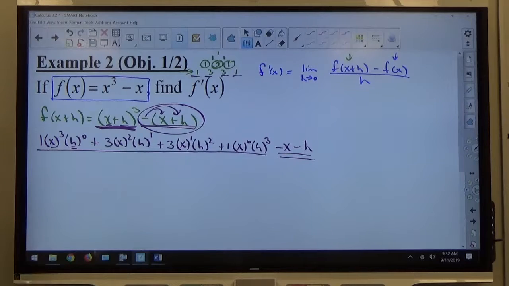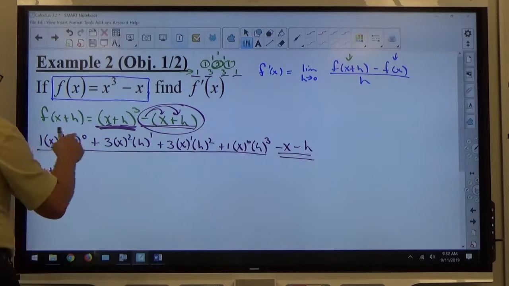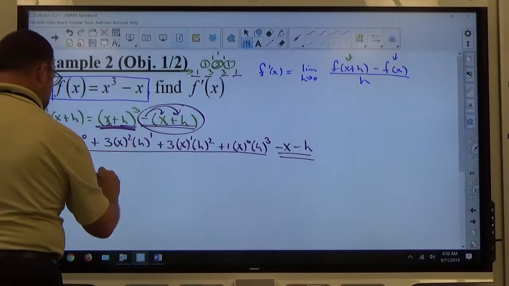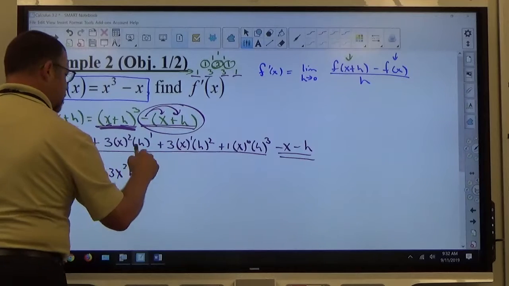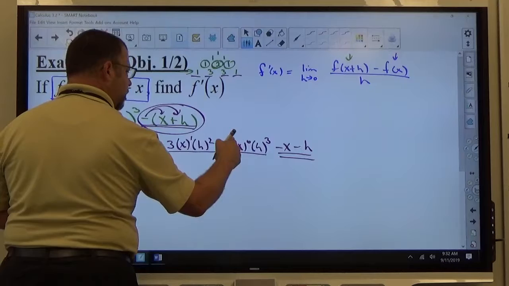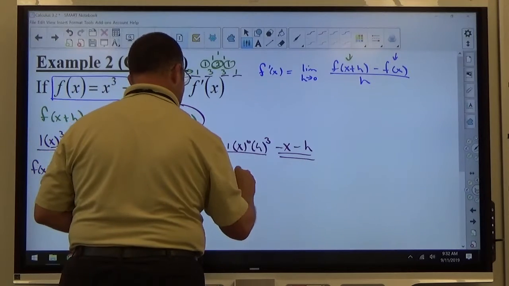So altogether, my f of x plus h, if I simplify each term: 1 times x cubed, 3 times x squared times h, 3 times x times h squared, and 1 times h cubed, minus x minus h.